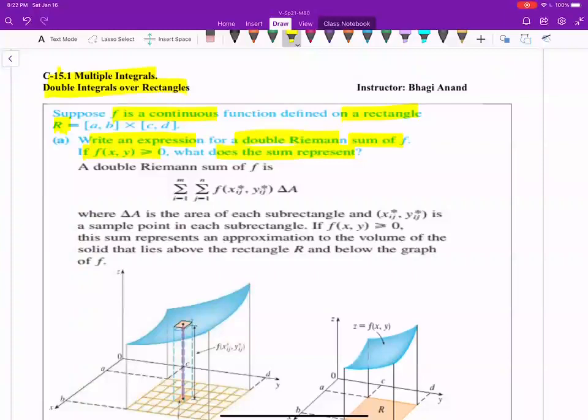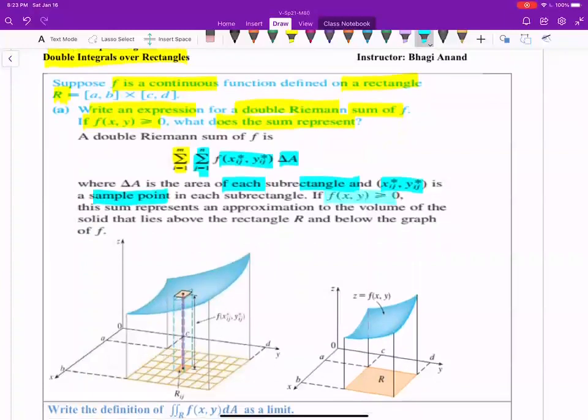A double Riemann sum of f is the sum over i varying from 1 to m and the sum over j varying from 1 to n of f of xij star, comma yij star, times delta A, where delta A is the area of each subrectangle and xij star, yij star is a sample point in each subrectangle.